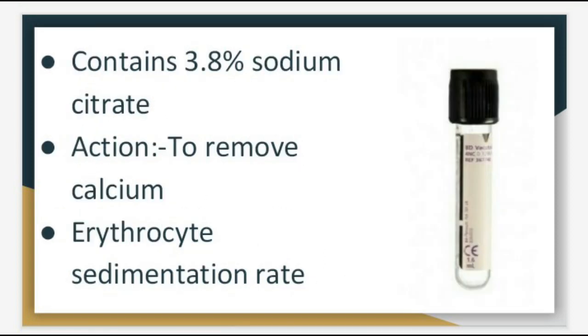The last tube in the second category is the black Vacutainer. It contains 3.8% sodium citrate. It mainly acts by removing the calcium, and it is mainly used for testing the erythrocyte sedimentation rate.